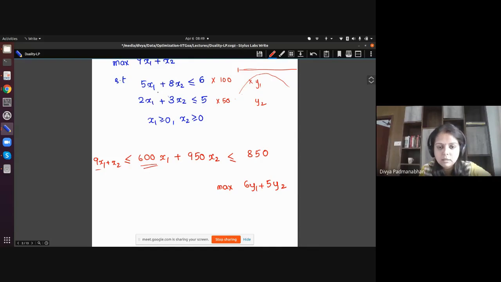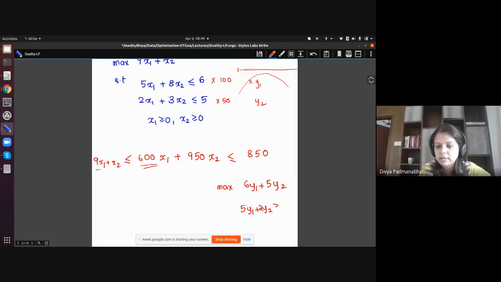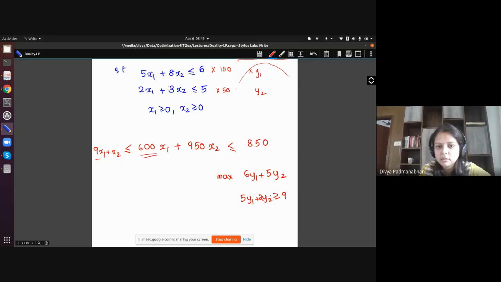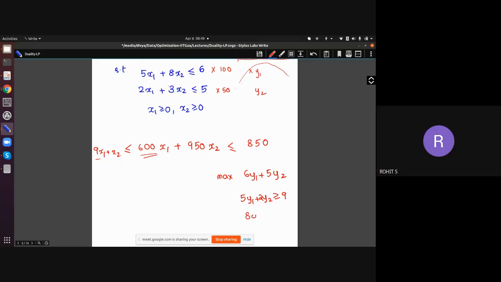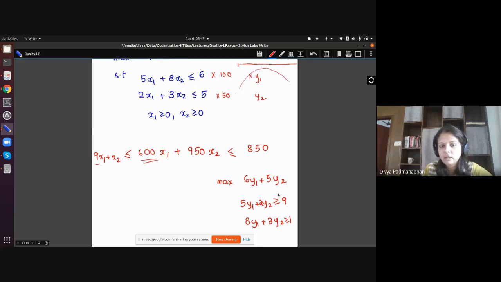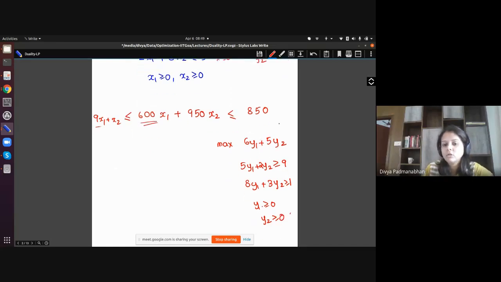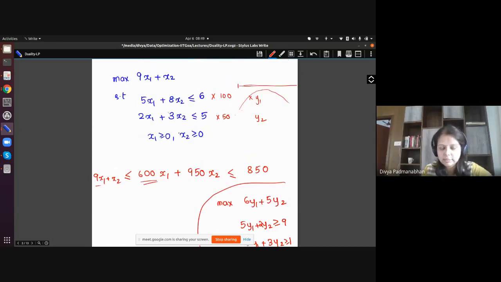So how would you get that? 5y1 plus 2y2 is greater than or equal to 9. 8y1 plus 3y2 is greater than or equal to 1. And here you also need y1 greater than 0, y2 greater than 0. So this is the dual for this linear program.